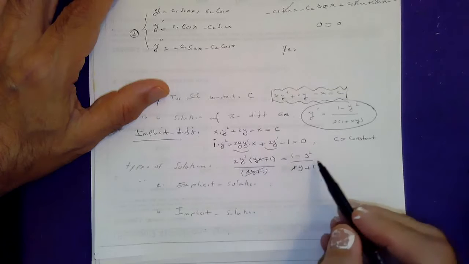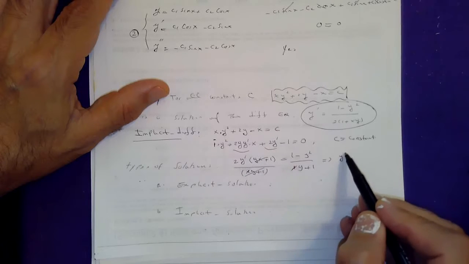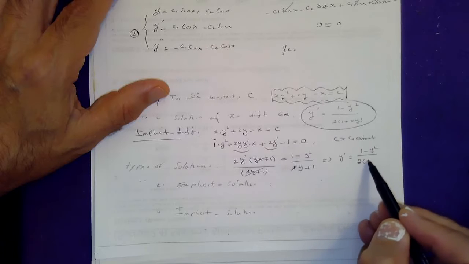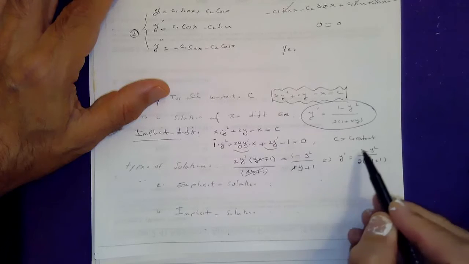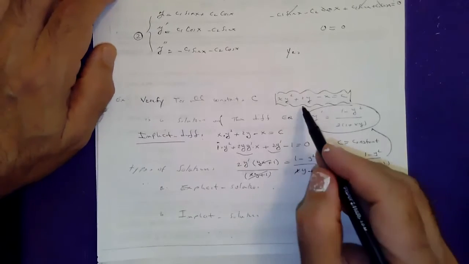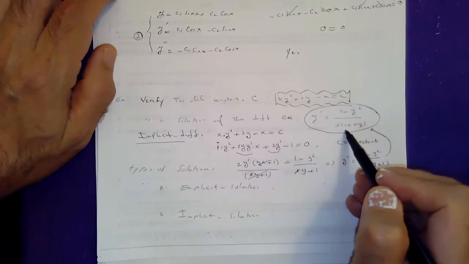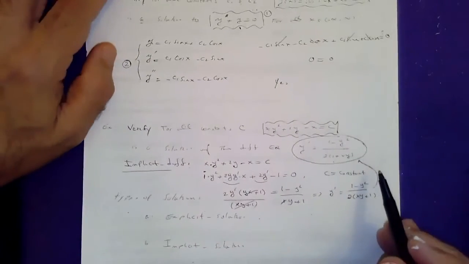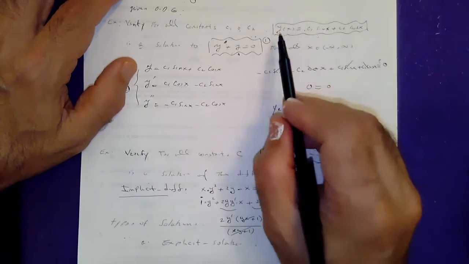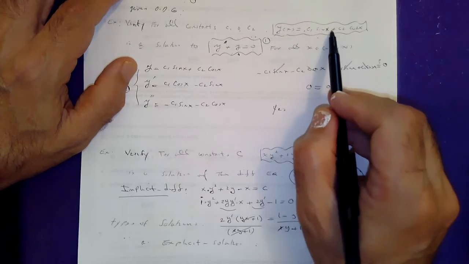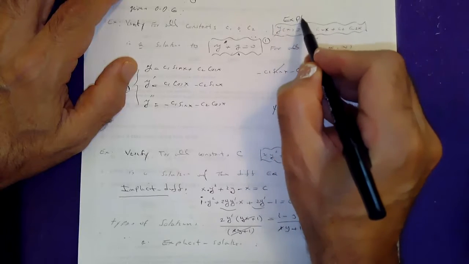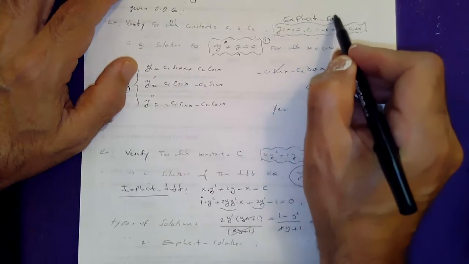And then these cancel. So I get y prime is equal to 1 minus y squared divided by 2 times xy plus 1. And that's exactly what we were supposed to show. So therefore, yes, this is indeed the solution of that differential equation. Once again, the solution in the earlier case had y on one side and everything else on the other side with no y in it. So this is called an explicit solution.